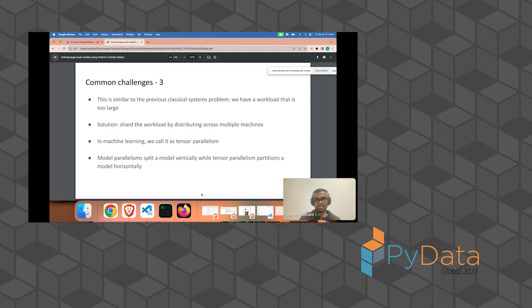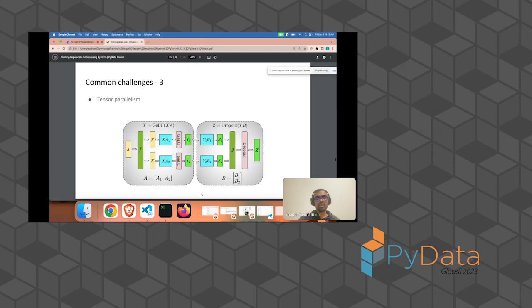And what's the difference between tensor parallelism and model parallelism? Model parallelism was splitting a model vertically. So you had layers going across different machines. In this case, you're partitioning the model horizontally in the sense that you could have a layer, and that layer itself, a feed-forward layer or a linear layer, for example, is sharded across different GPUs. So even that layer is not on a single GPU. An example of this is shown here.